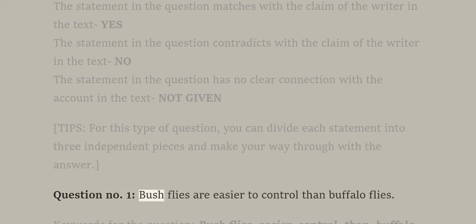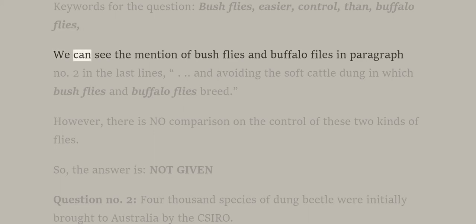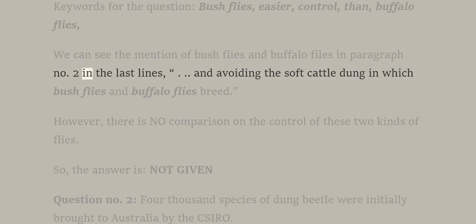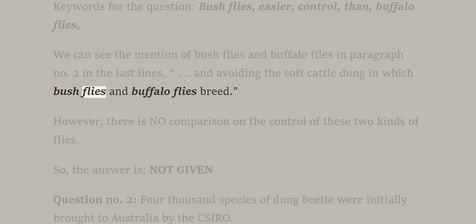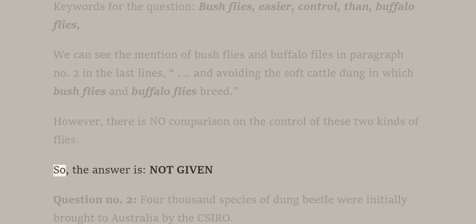Question number 1. Bush flies are easier to control than buffalo flies. Keywords for the question, bush flies, easier, control, than, buffalo flies. We can see the mention of bush flies and buffalo flies in paragraph number 2 in the last lines. And avoiding the soft cattle dung, in which bush flies and buffalo flies breed. However, there is no comparison on the control of these 2 kinds of flies. So, the answer is not given.